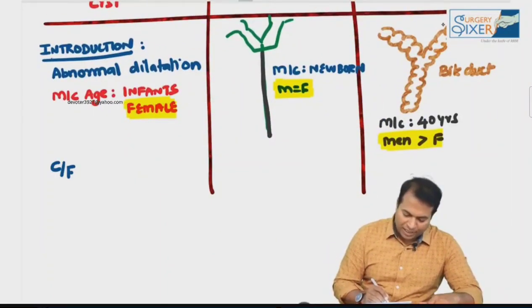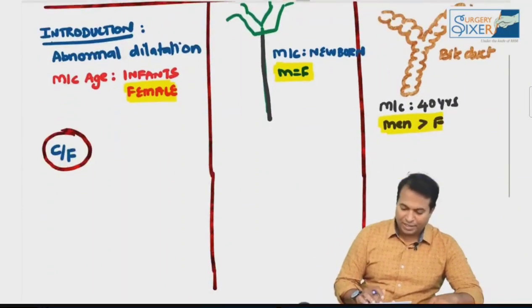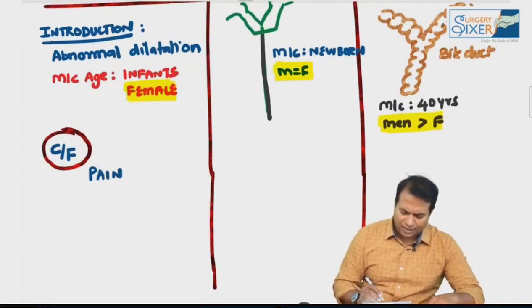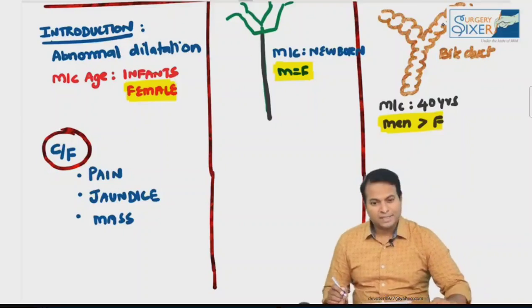Now coming to the clinical features of these diseases. The clinical feature of choledochal cyst is characterized by a triad: pain, jaundice, mass. Though not commonly seen, this is the triad of choledochal cyst: pain, jaundice, mass.